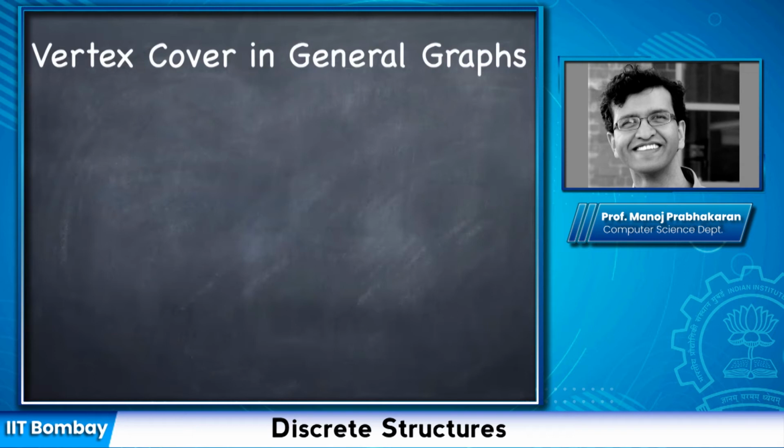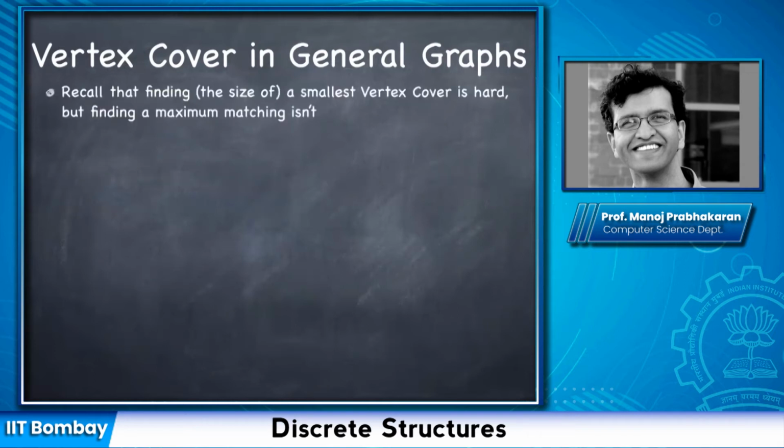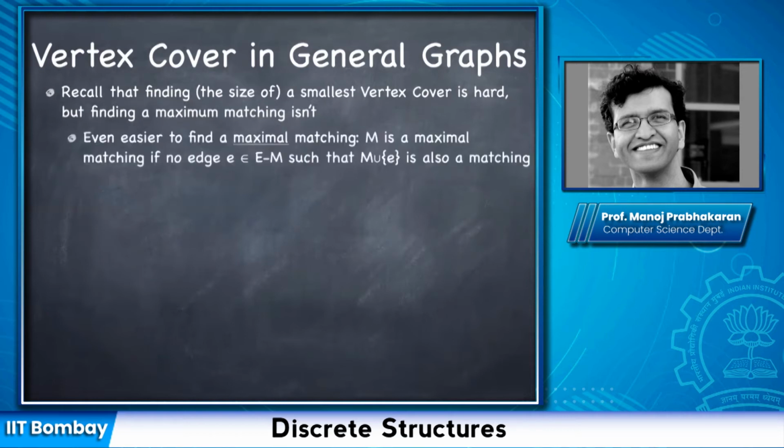But on the other hand, in general graphs, as I said, it's a hard problem. Finding a matching is still an easy problem, even in general graphs. Even when you have odd cycles, it remains an easy problem. Okay, and in fact, there is an even easier problem we can use for the purpose of finding a vertex cover, and that easier problem is to find a maximal matching.